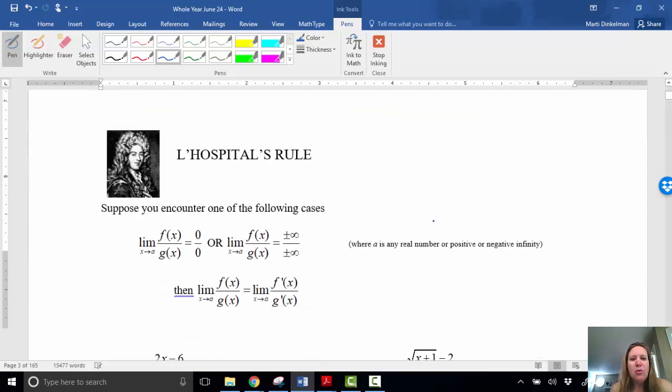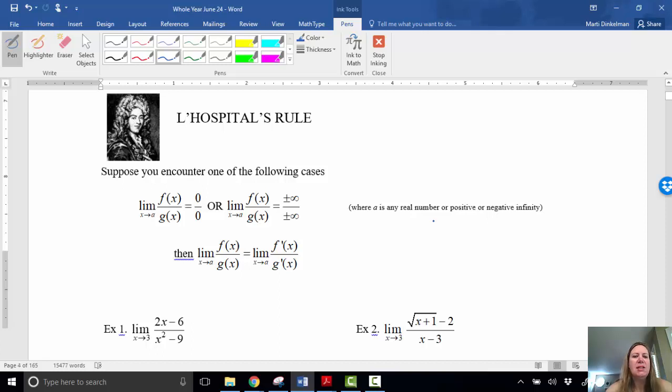And just really quick, I put a picture of Marquis de L'Hopital on here. He actually did not come up with this rule, just like a lot of things in mathematics. They're named after the person who published it first. So anyhow, we're just going to take the derivative of the top and the bottom separately, no quotient rule here, and our limit will turn out to be the same.